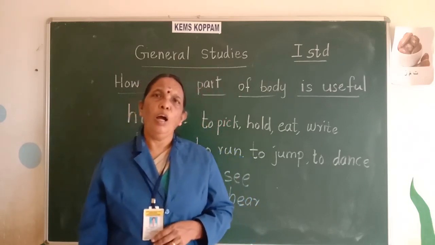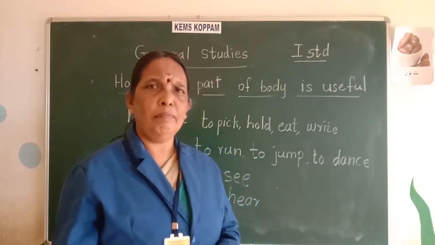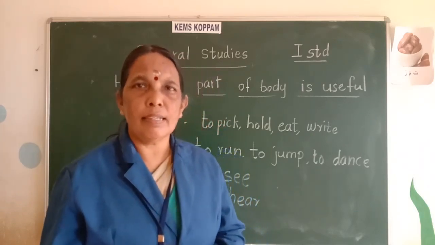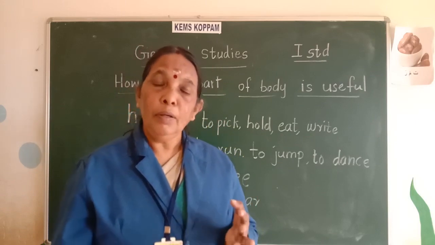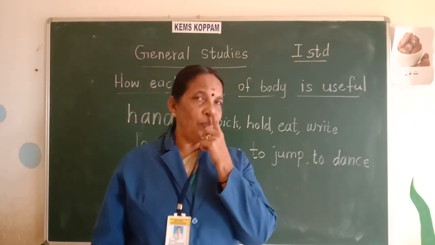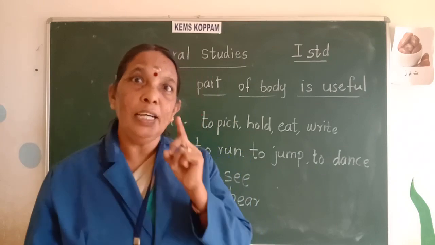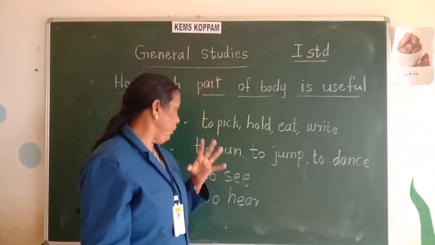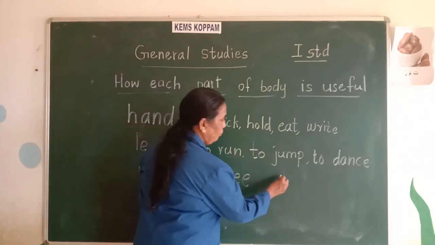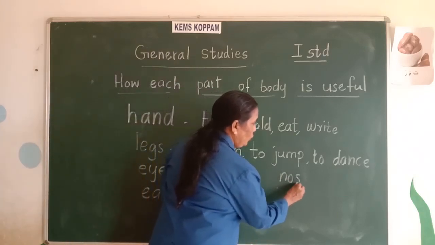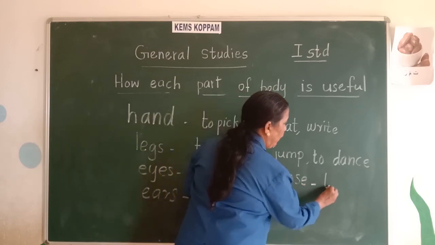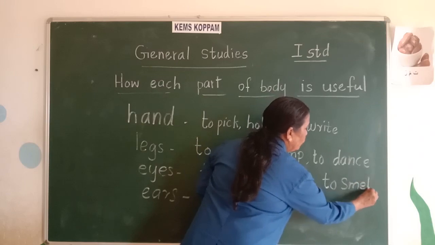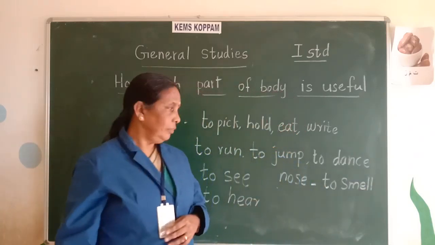Next one. How can we smell things? How can I identify good smell, bad smell, etc.? Okay. With our nose. We smell with our nose. Okay, very good. Nose to smell. Okay? Yes.